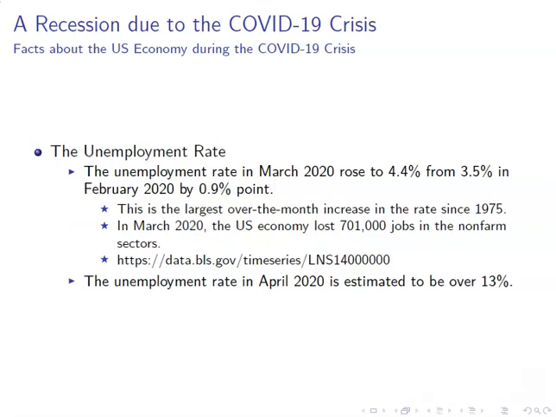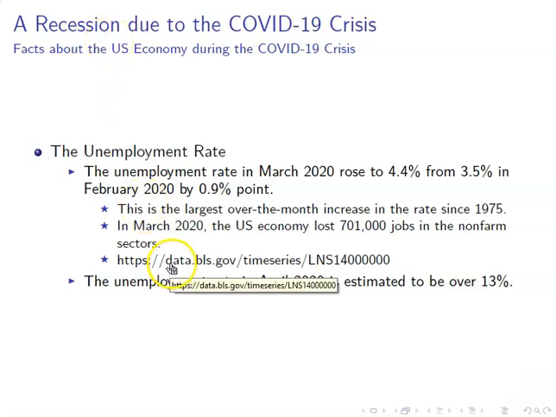The unemployment rate in March 2020 rose to 4.4% from 3.5% in February 2020, by 0.9 percentage point. This is the largest over-the-month increase in the rate since 1975. In March 2020, the U.S. economy lost 701,000 jobs in the non-farm sectors.